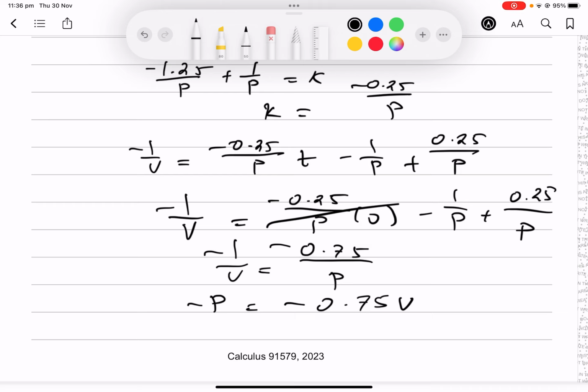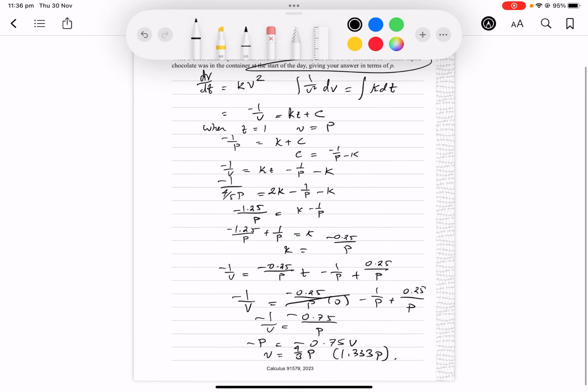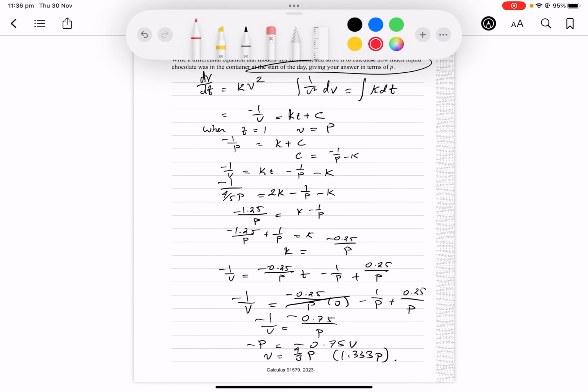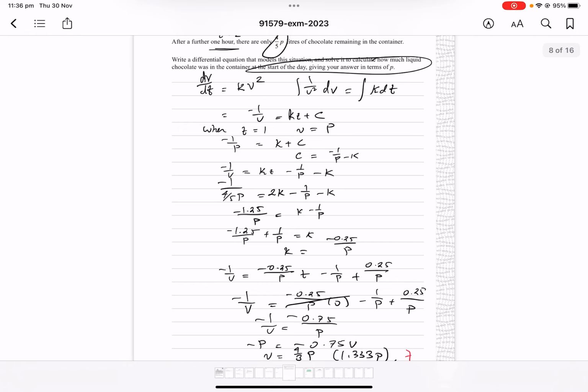Okay. So we have 1 divided by 0.75. Okay, so now we have v equals 4 on 3 p. That's 1.333p. All right, that's our final answer for this question. So that's 4 on 3p. That should be an excellent level question there. Cool. So that wasn't too bad.